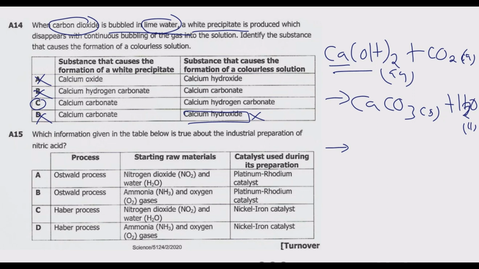Number 15. Which information given in the table below is true about the industrial preparation of nitric acid? So what's the process? The process is the Haber process, not the Bosch process. Okay. So C and D are out. Then we remain with A and B. So we have the Ostwald process. Then what are the starting materials? The starting materials in this case, we have A, nitrogen dioxide and water. This is the second stage, not the first stage. So A is out. So we have ammonia and oxygen. So these are the starting materials. So B is the correct answer.